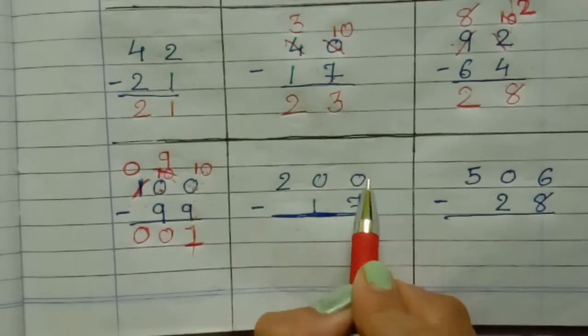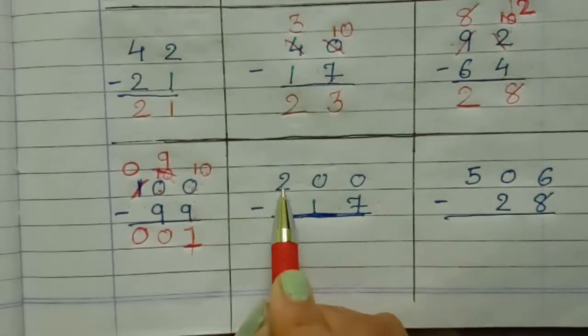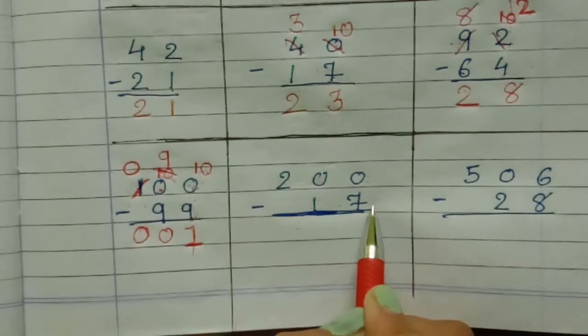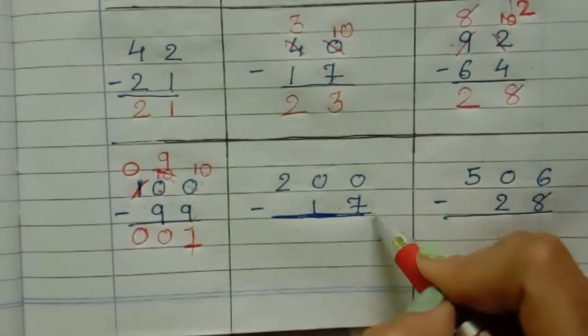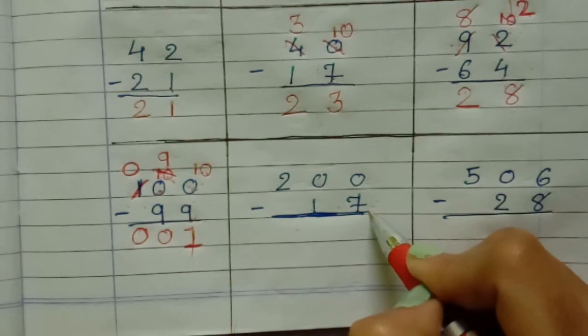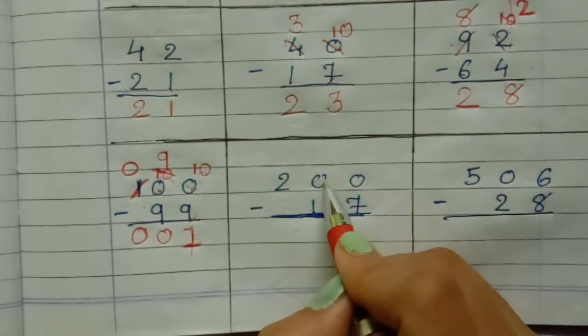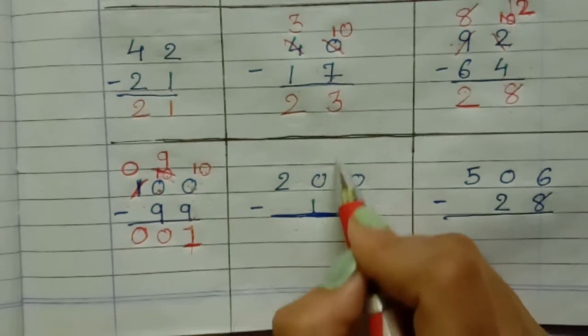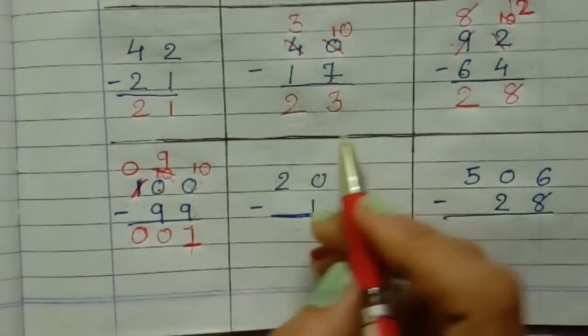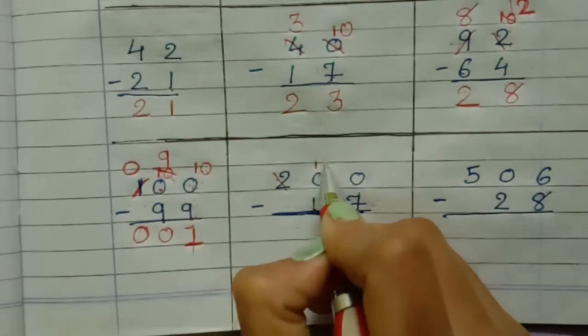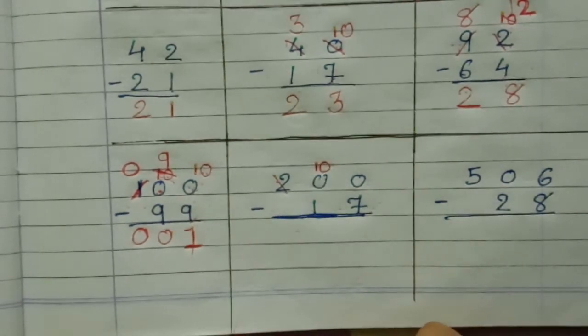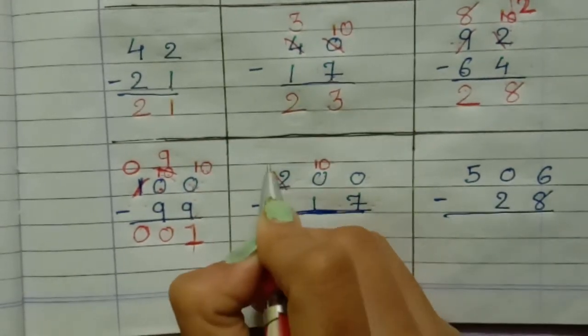Next, 200 minus 17. Once again 0 minus 7 is not possible. So this 0 has to borrow from here. But here also 0. So it has to borrow from 2. So 2 will give 1/10 to this 0 first. So 2 has remained 1.